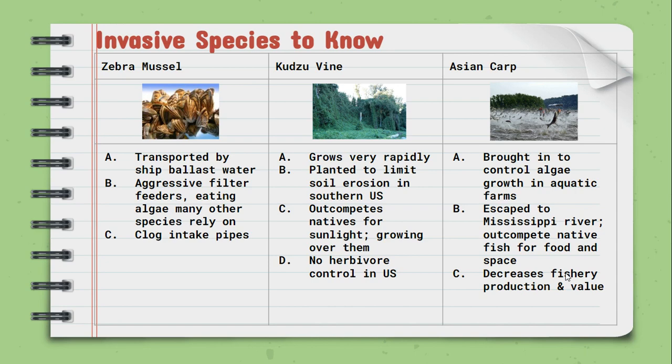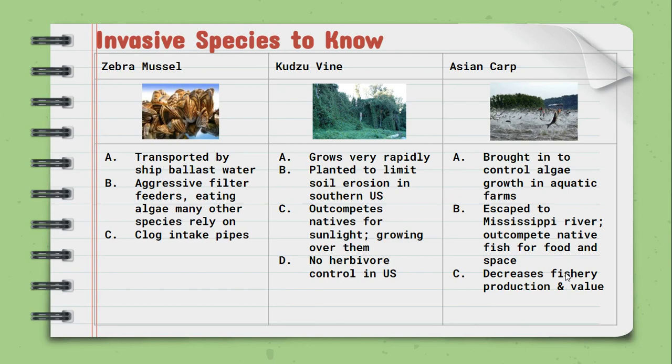Looking at the kudzu vine, this was one that came from Asia. It originally came to the United States to try to limit soil erosion, as well as to serve as an ornamental plant. But it turns out that it outcompetes native plants in the southern U.S. for sunlight, and it overgrows them, crowds them, and unfortunately kills any native species nearby. The last and final invasive species is the Asian carp.